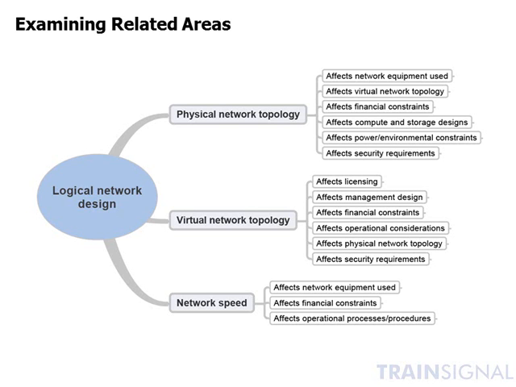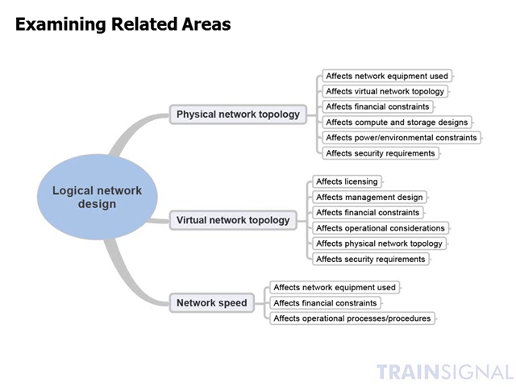The physical network topology, for example, will affect what kinds of network equipment you're going to use. It's going to affect your virtual network topology because these two are inextricably linked together. You're going to have to abide by financial constraints, so you can't just go out and buy as many physical switches as you want or whatever model that you want, but you have to abide within the budgetary constraints that are in place. It can have impacts on your compute and storage designs.